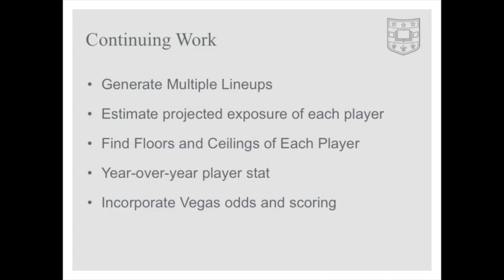So continuing work, we know that our optimizer is not bulletproof. However, using an optimizer, we already have a better advantage over somebody that is not using optimization techniques in daily fantasy sports. Continuing work, we'd like to generate multiple lineups, estimate the projected exposure of each player, finding floors and ceilings in each of their volatility rates. Also just get bigger data stats such as year-over-year player stats, as well as incorporate Vegas odds and scoring, simply because Vegas is usually pretty accurate in their scoring.